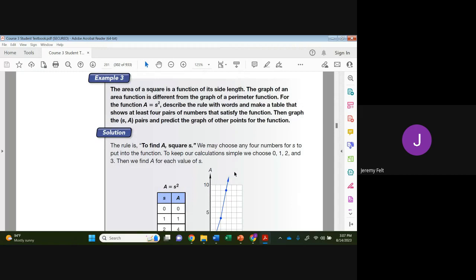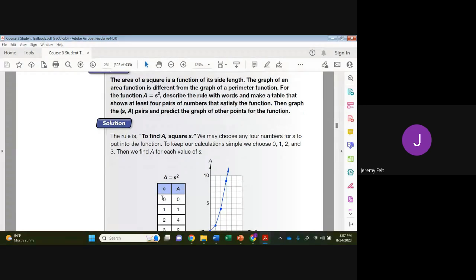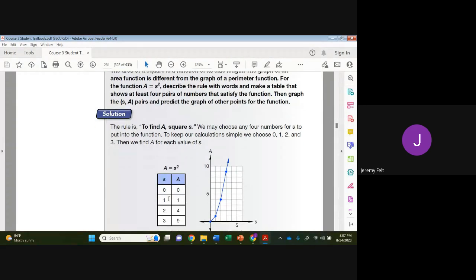So let's look at an example of this. The area equals side squared. So this would be the area of a square. Okay, so if we multiply the side by side or do side squared, that gives us our area. So obviously, if the side is 0, we don't have an area. 1 squared is 1. 2 squared is 4. 3 squared is 9. So we look at the shape of this graph, and it's no longer linear.